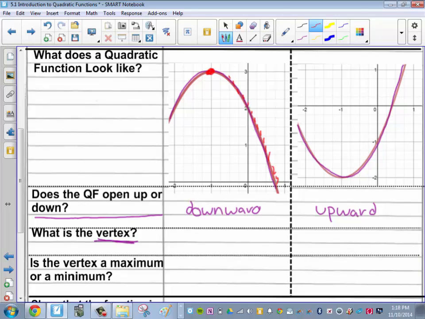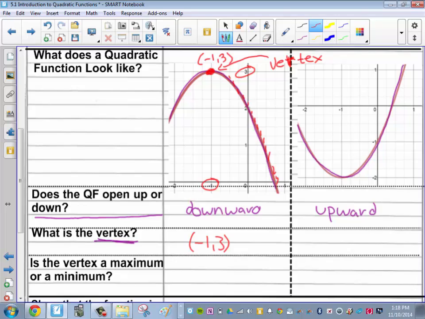In this situation, the vertex looks like it's -1, 3. So our vertex is -1, 3. We could put that right here. The vertex is -1, 3. Maybe put a little note: Vertex, because I can spell it. There's a vertex right there.